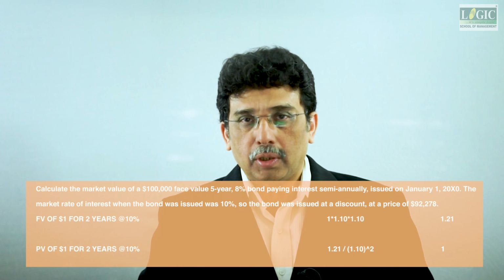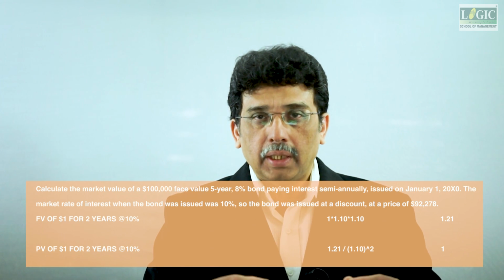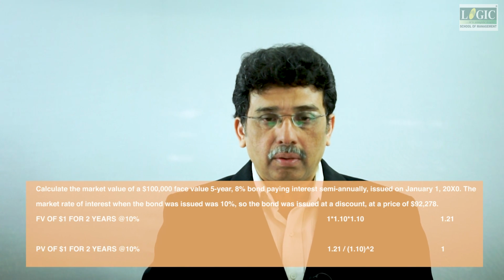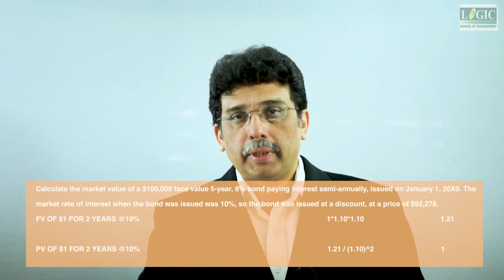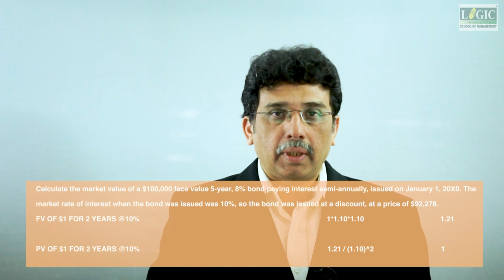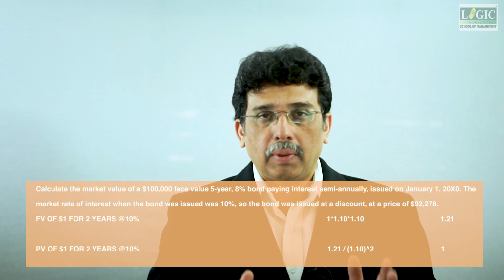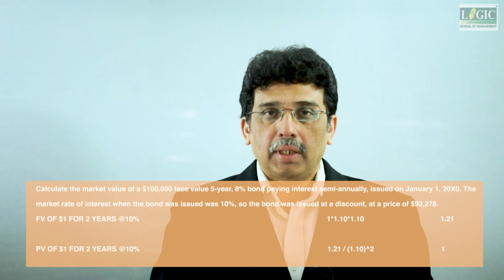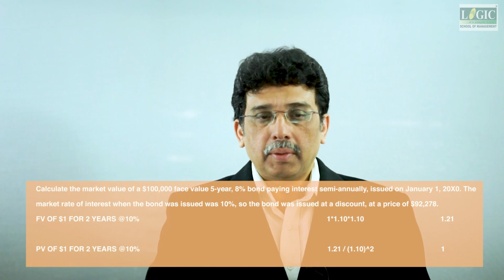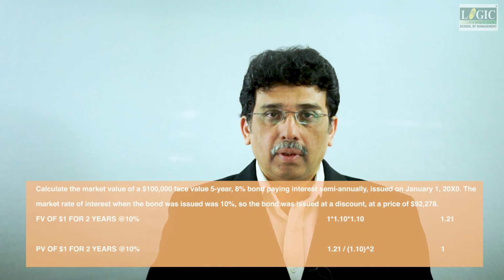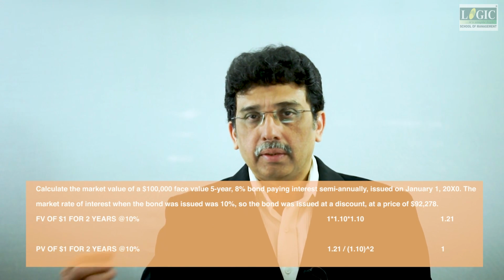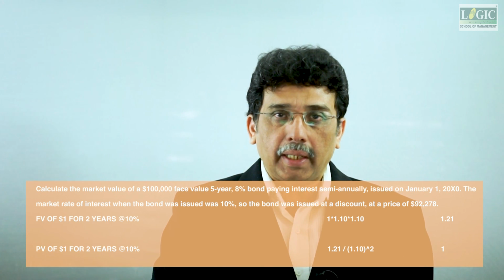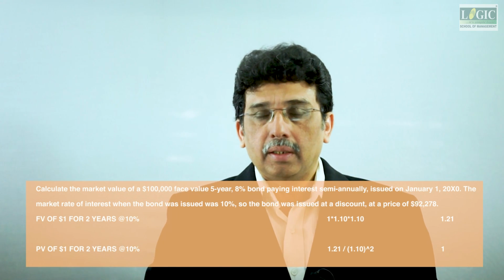So that is all about compounding. 1.10 gets multiplied by 1.10, and that will give us 1.21. So the future value of $1 after 2 years is going to be 1.21. Similarly, the present value of that 1.21 today should be 1. That means we need to keep 1 in the bank to get 1.21 after 2 years.